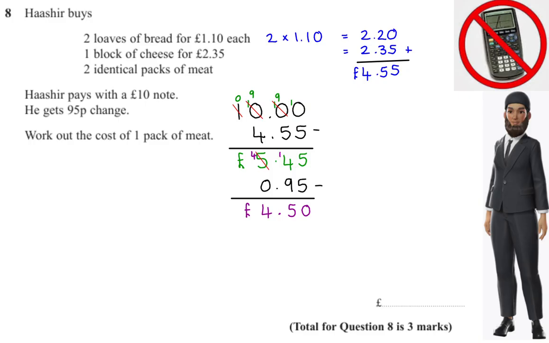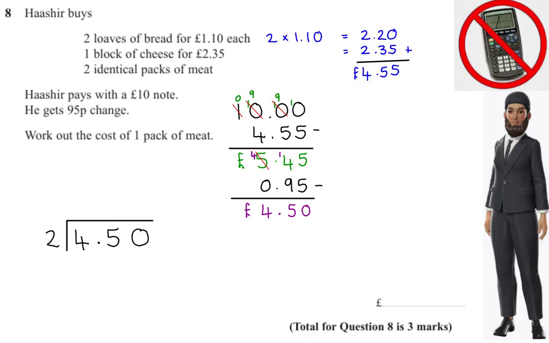Now with regards to this £4.50, let's see if we can break that down, because we know we buy 2 identical packs of meat. So let's write it down. You get £4.50, and what we need to do, we need to divide that by 2. So divide it by 2, and you should get something like this. Let's change the colour pen. Let's go back over here.